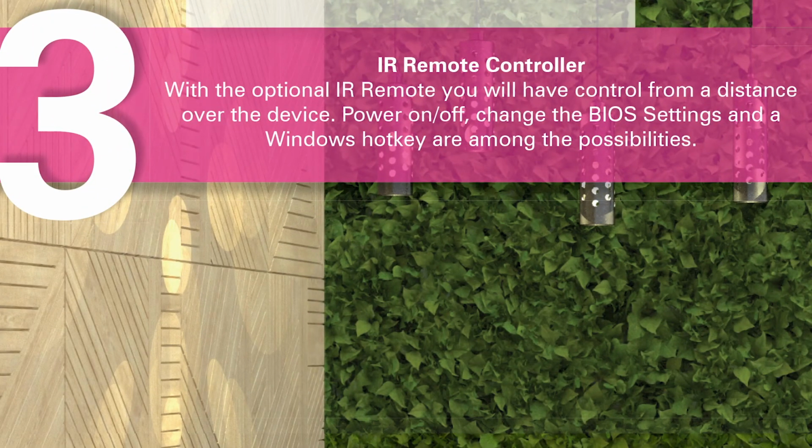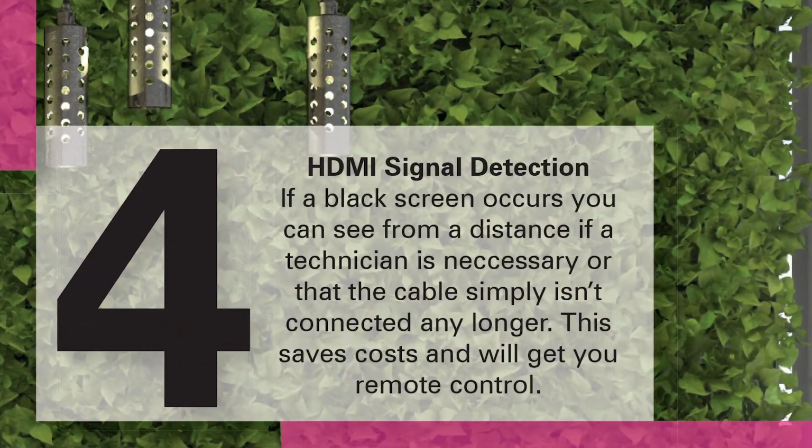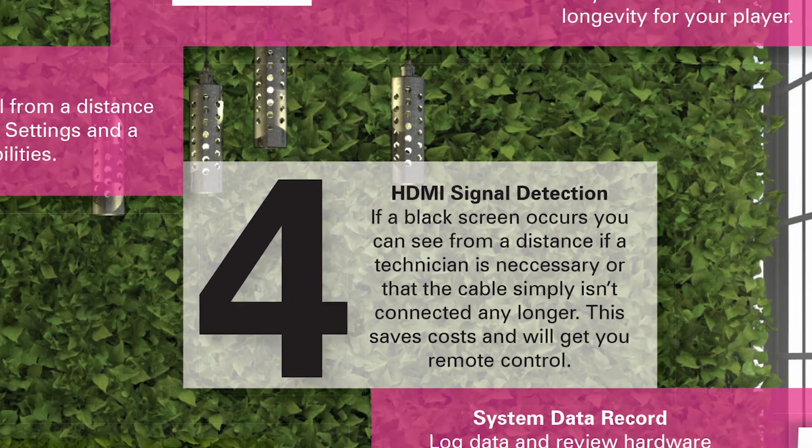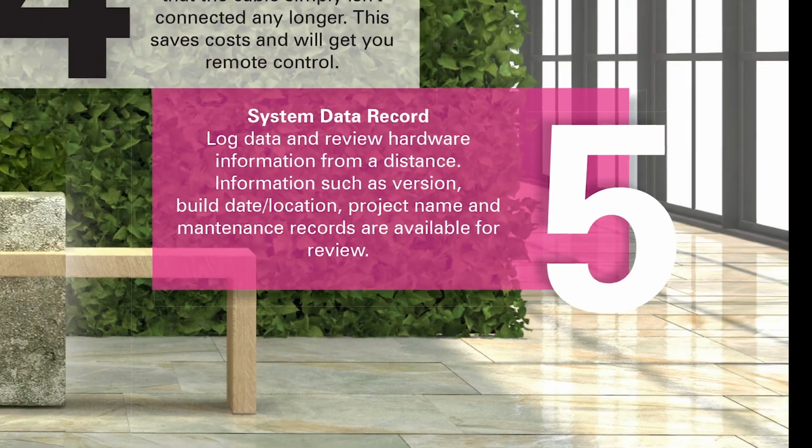The third feature is the IR remote control. With the optional IR remote control, you have control from a distance over the device. So you have basically the possibility to power on and off the device. The fourth feature is the HDMI signal detection, and this basically gives you a message when the HDMI cable is loose. The fifth and last feature is the system data record. This basically gives you the opportunity to log data and review hardware information from a distance.